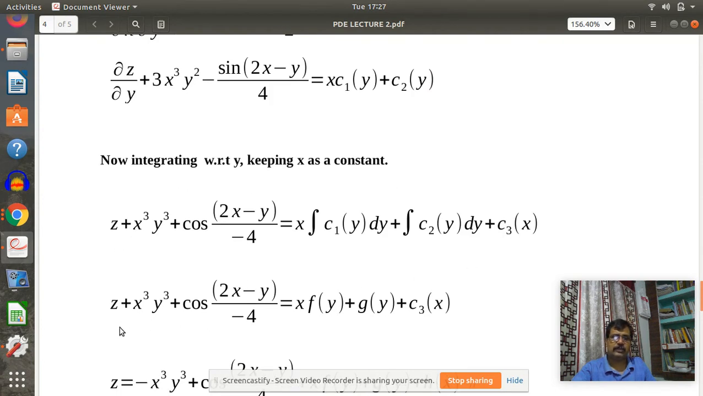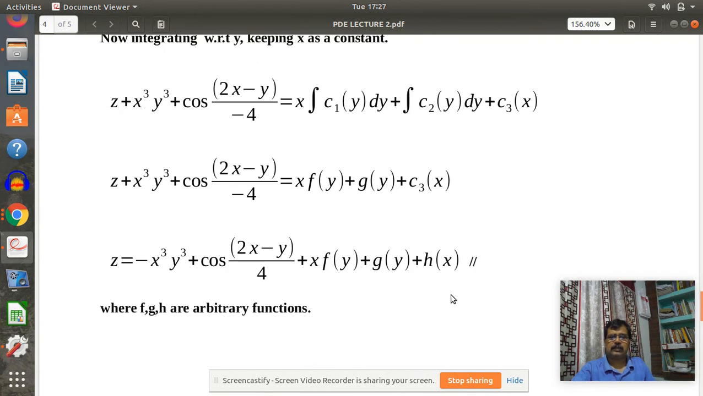On simplifying this, what we get is z plus x cube y cube plus cos of (2x minus y) by 4 equal to x into, I take the integral of c1 of y as a function of y and put it as f of y. The second term is another function of y, we put it as g of y. And the third is a function of x, we'll write c3 of x. So if we write that as h of x, I'll get the solution like this.